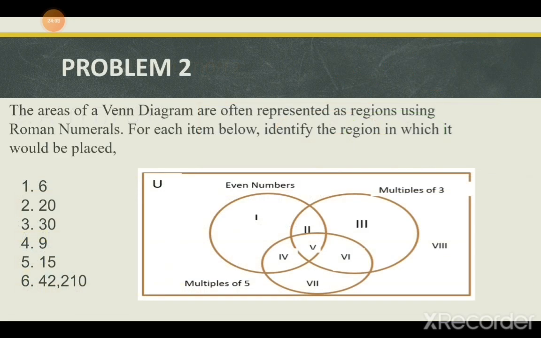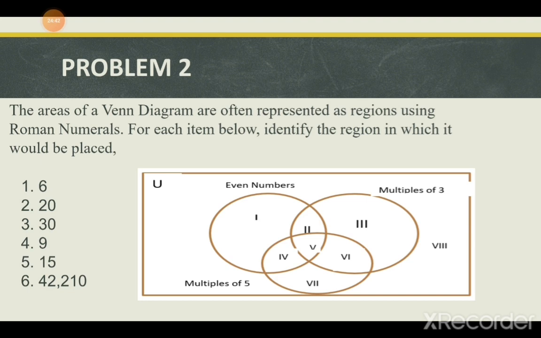The areas of a Venn diagram are often represented as regions using Roman numerals. For each item below, identify the region in which it would be placed. Okay. Pag ganyan yung problem is that we have even numbers, multiples of 3, multiples of 5. Multiples of 3 means that it is divisible by 3. Multiples of 5 means that it is divisible by 5. Okay? So, where would you place your 6? So, saan nilalagay yung 6?